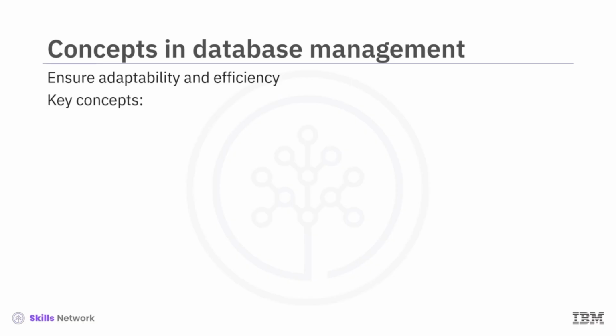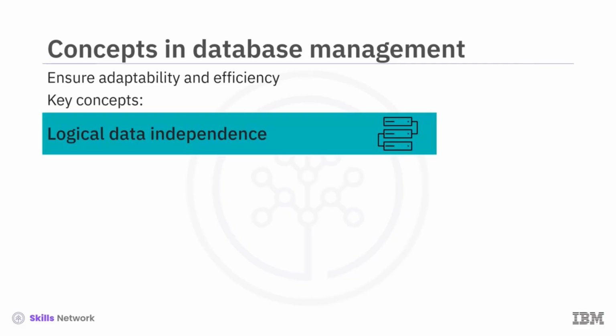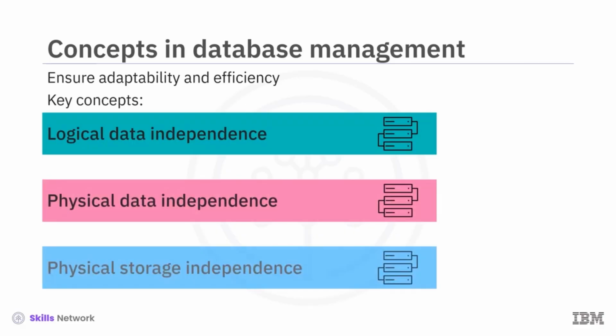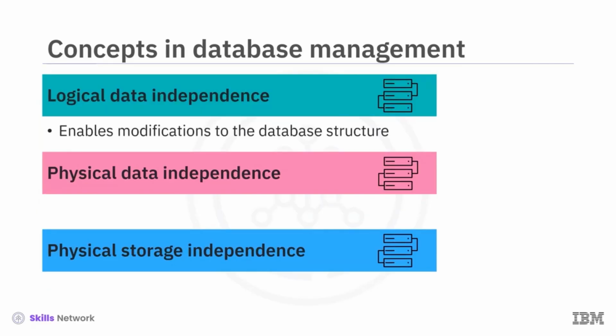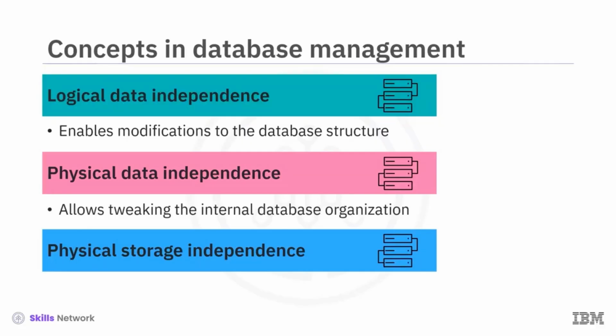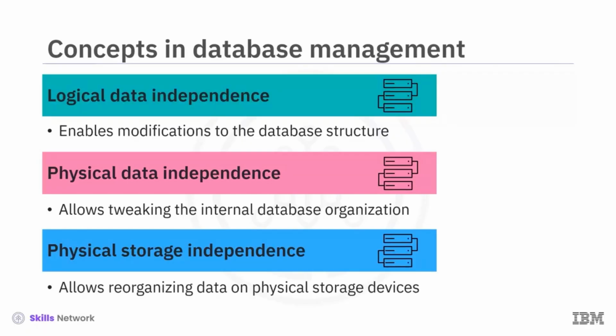These three essential concepts are logical data independence, physical data independence, and physical storage independence. Logical data independence enables modifications to the database structure without impacting user data access, such as altering data types or adding fields. Physical data independence allows tweaking the internal database organization, like changing data storage types or indexing strategies, without affecting user views or applications. Physical storage independence allows moving or reorganizing data on physical storage devices without impacting application programs processing the data.